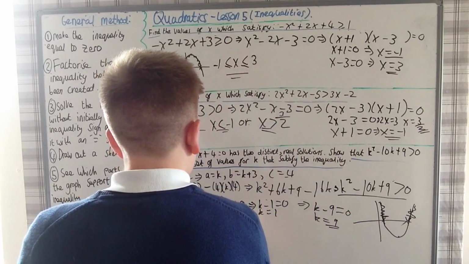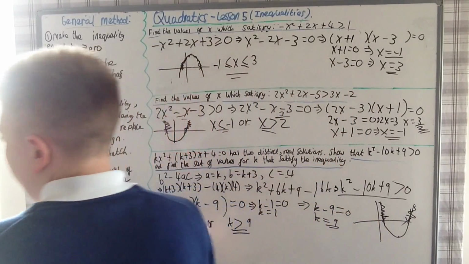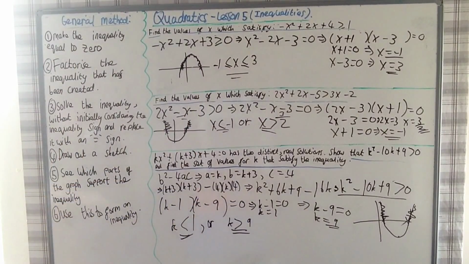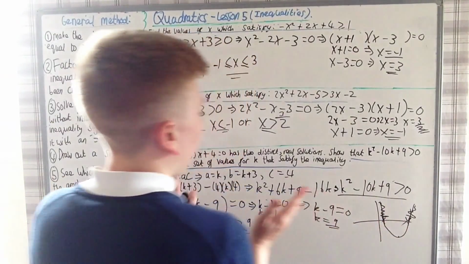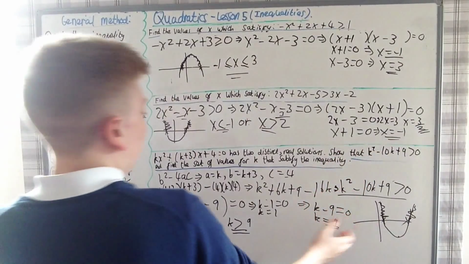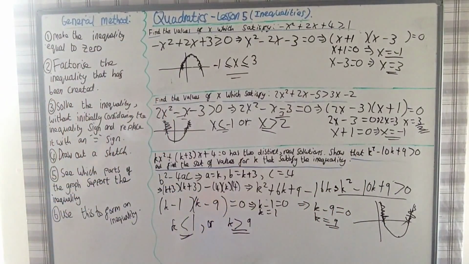So there are our answers. K is less than 1, or k is greater than 9. Okay, so you can see from here it's the points that are going outwards, so it's going to be written separately. So hopefully you've followed that lesson, okay?